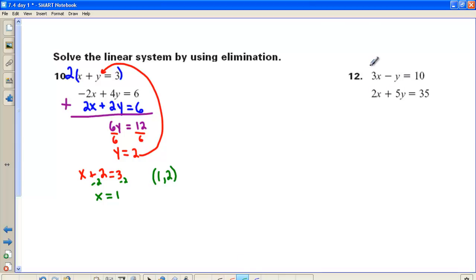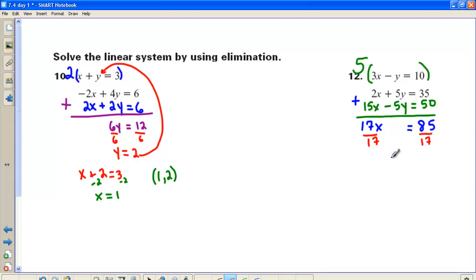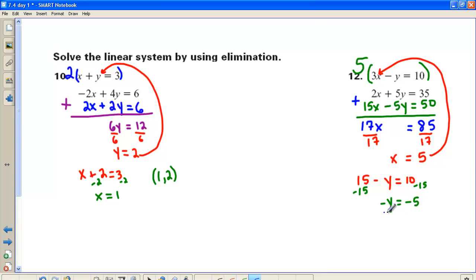All right, let's look at this one. What if I multiply this top equation by 5? And then add. I think this divides out evenly. I think it's x equals 5. Now I have to go back into one of these equations. Let's say I go back in here. 3 times 5 is 15. Let's solve for y. Multiply or divide by negative 1. And we get y equals 5. Ordered pair, (5, 5).